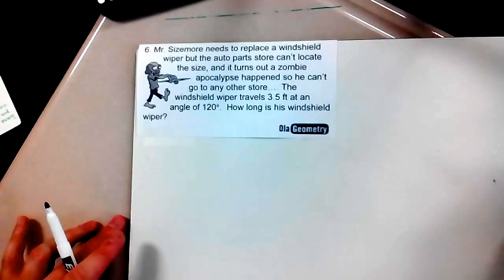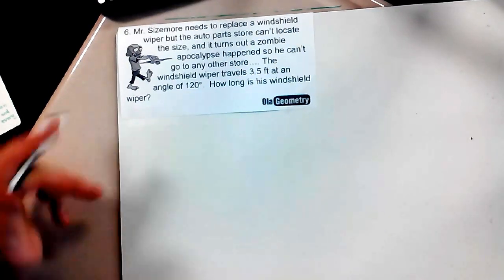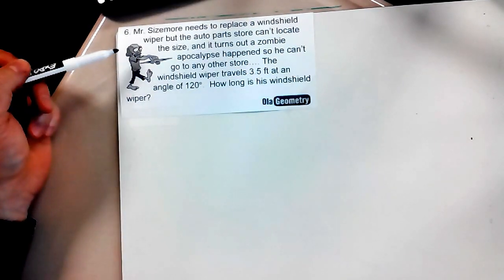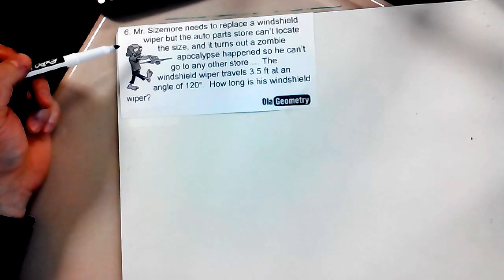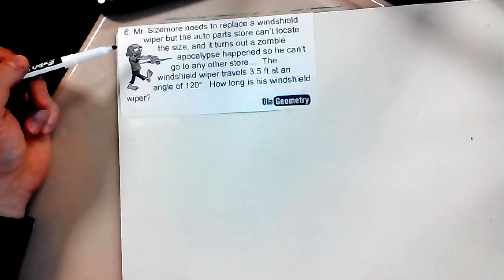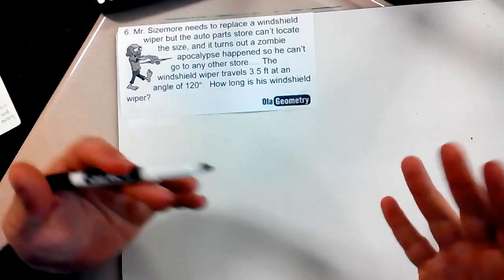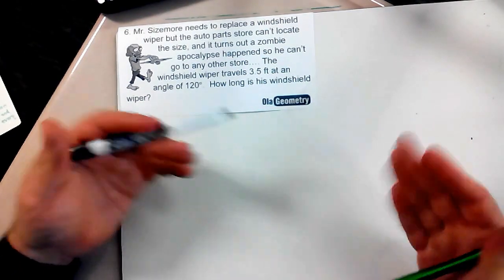All right, next. So there he is, our zombie carrying a windshield wiper. Let's see why this is happening. Mr. Sizemore needs to replace a windshield wiper, but the auto parts store can't locate the size. It turns out a zombie apocalypse happened, so he can't go to any other store. This is a real life situation here.